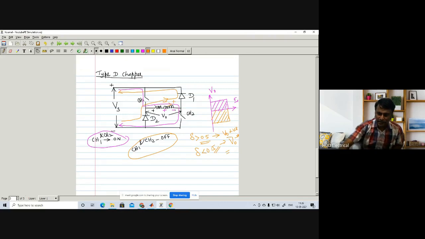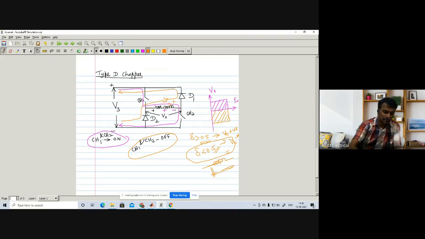However, this negative voltage depends on the inductor. If the inductor value is very small, there is not much energy to release, so it will release only a small amount of energy. Otherwise, it will release more energy. So till then we will have more output voltage, and we will have the current flow.